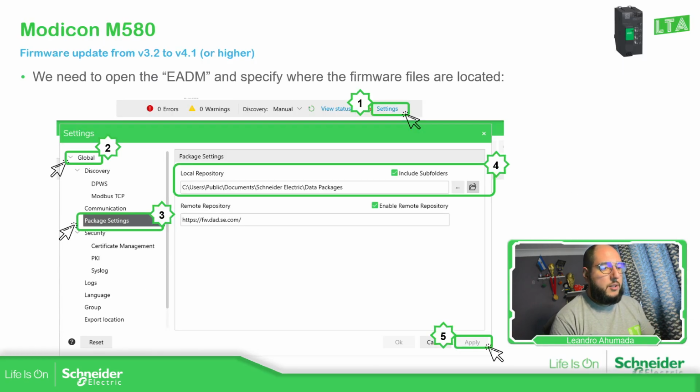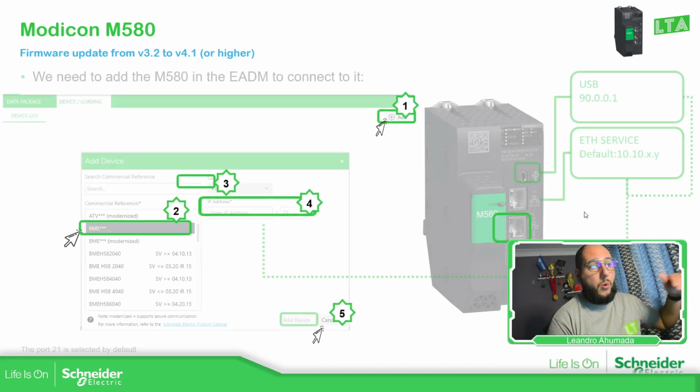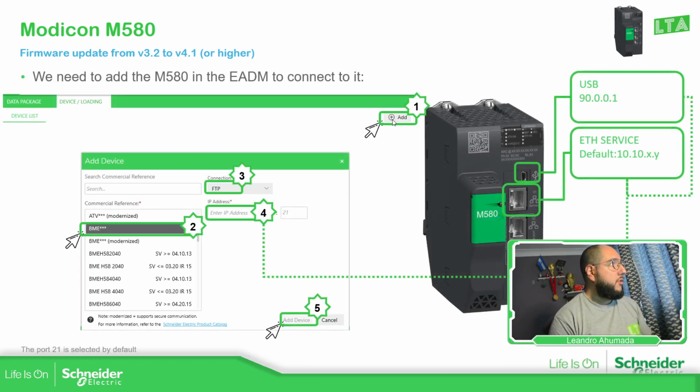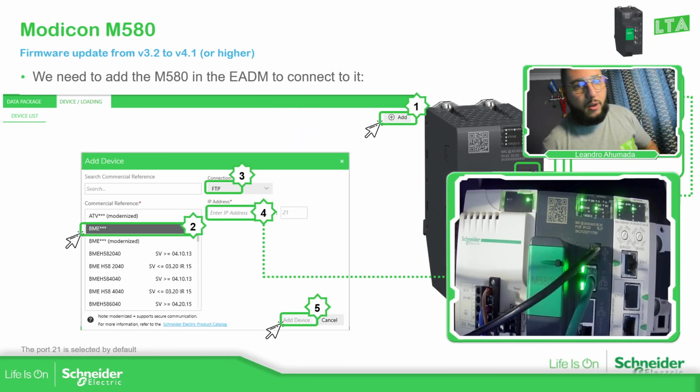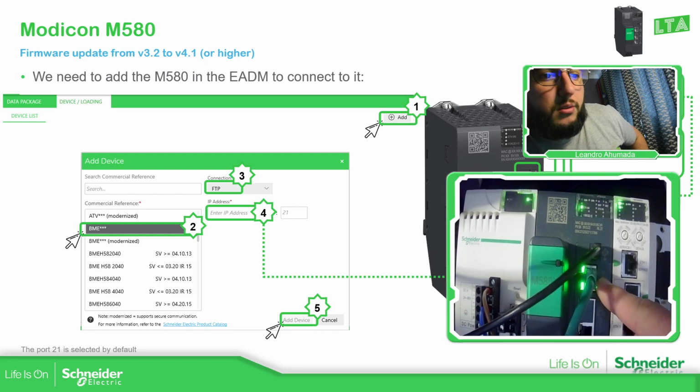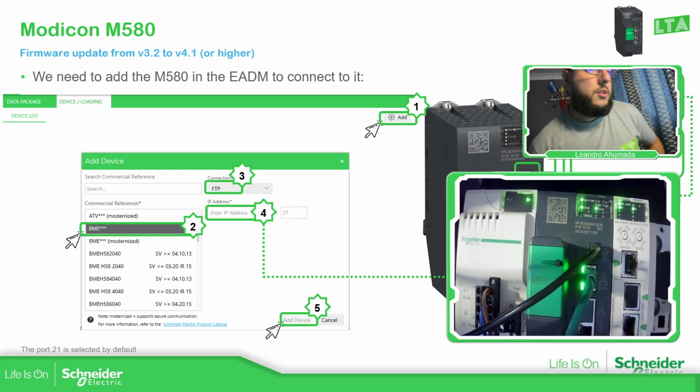Now that you have that, we just need to add that M580 to our list in the EADM. There is an add button, and then we just need to look for BME. Don't try to use the other ones that have a specific version. Just use BME and then use FTP. This one is the default. Then you just put the IP address. For the IP address, we have the mini USB or the service port. The service port is the one at the top, in case you want to use this one, not the other one that's for the drops.